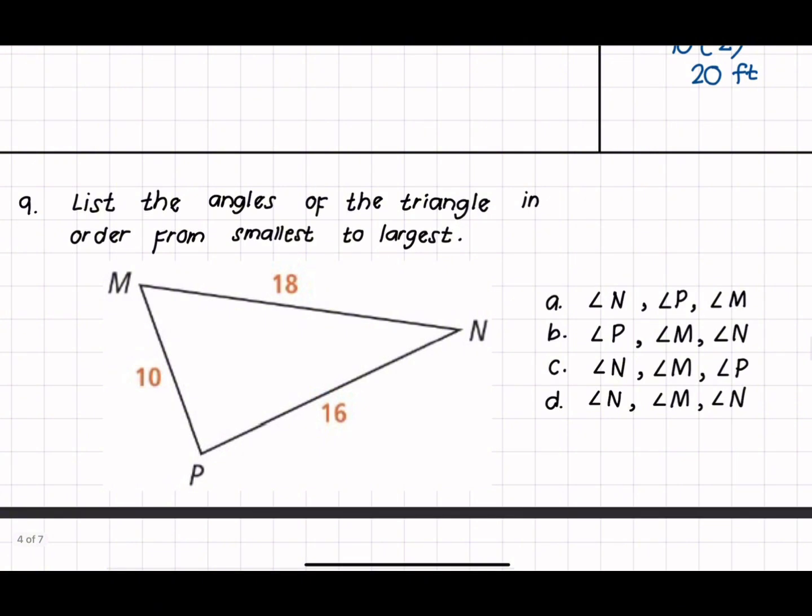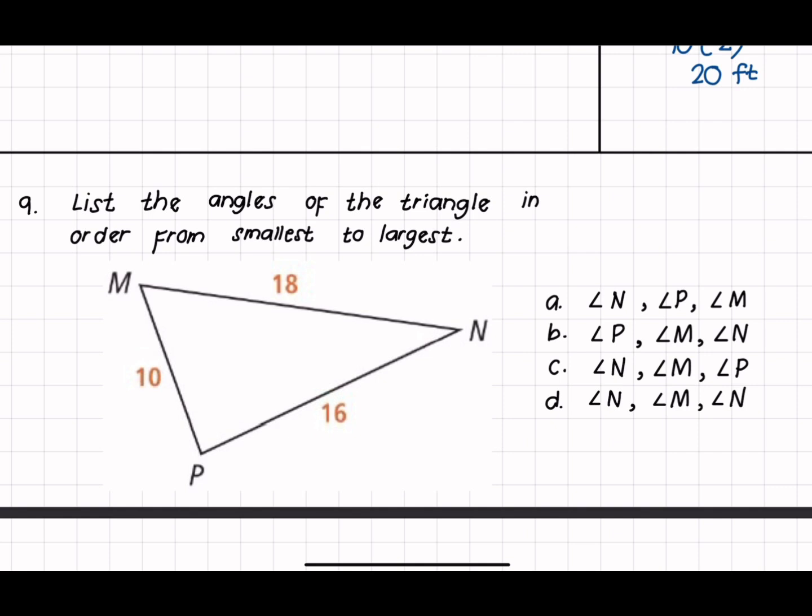And for number 9, the last number: list the angles of the triangle in order from smallest to largest. As you can see in this figure, we have triangle MNP, wherein the given are the sides of the triangle. We have side MP, which measures 10, PN, which measures 16, and side MN, which measures 18.